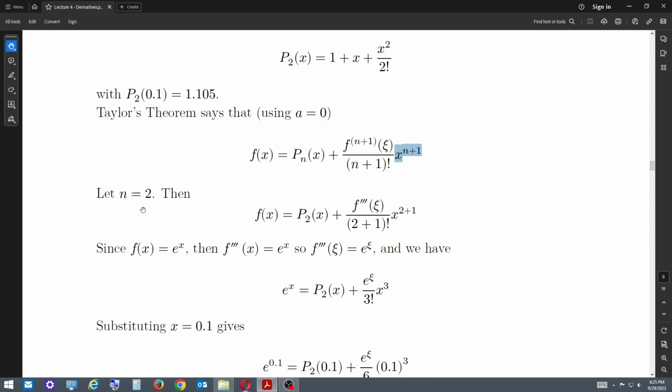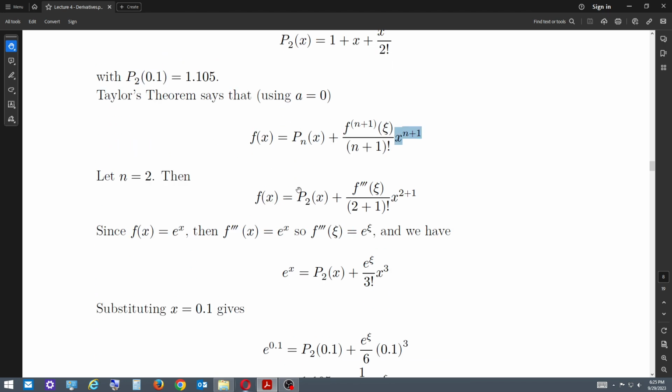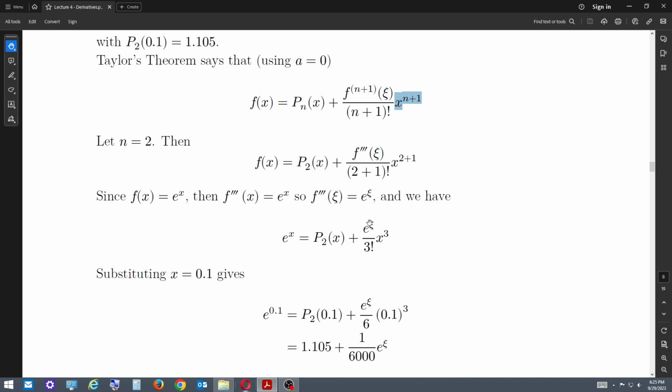If we let n be 2, because we are looking at p2, this is what we get, which simplifies to this, because I know that regardless of what xe is, the third derivative of the function with respect to x is going to be e to the power x, and I could plug in that value xe. So we substitute n as 2, and we substitute what f of x is, and this is what we get for our error term.